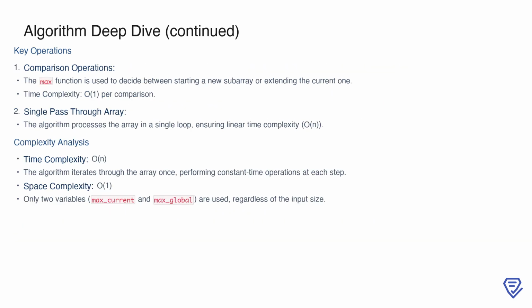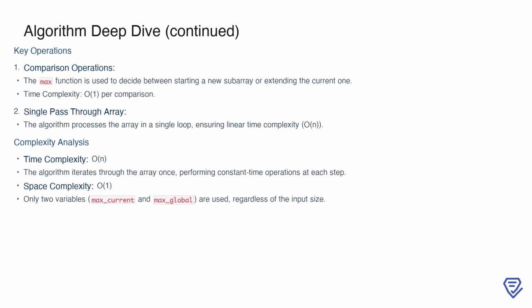At the core of this algorithm are two primary operations, comparisons and a single pass through the array. Each comparison, such as those performed by the max function, determines whether to start a new subarray or extend the current one. These are constant time operations, O(1), and occur once for each element. Additionally, the algorithm processes the entire array in a single loop, ensuring a linear time complexity of O(n).